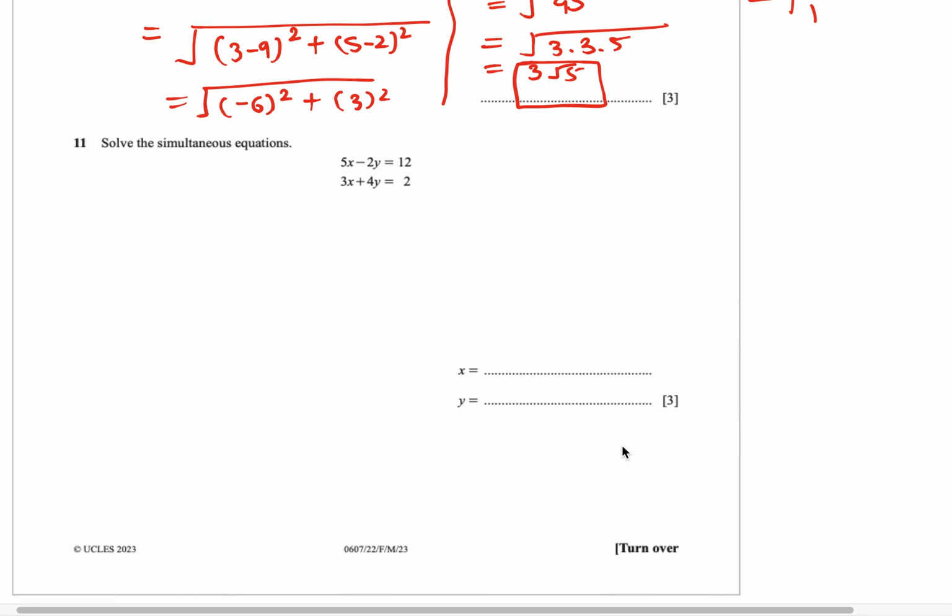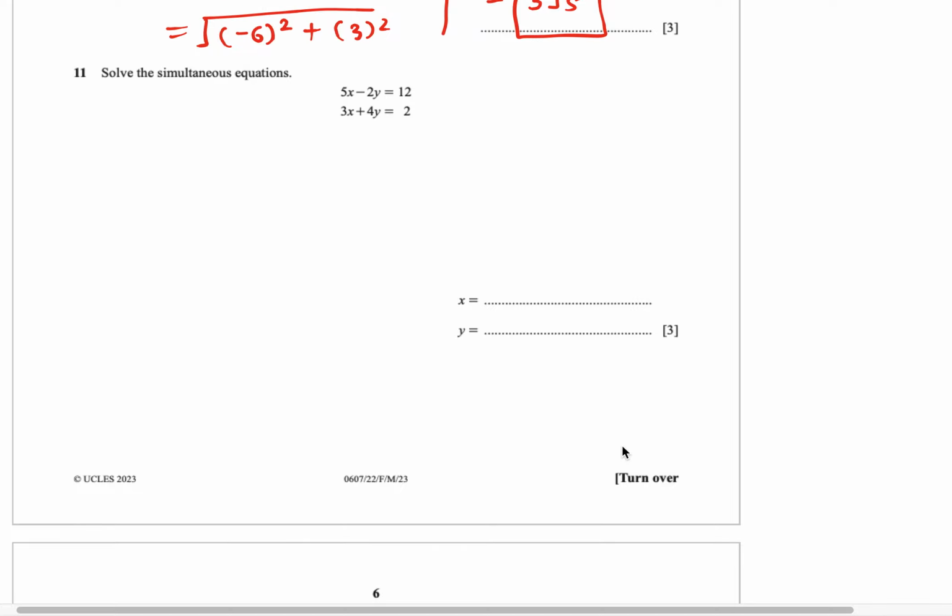Okay, now let us move on to the next question, which is a simultaneous equation. Very easy question. You get 3 marks for this because it's very easy. As per my understanding, this is the easiest question. So now see, let me write it down here: 5x minus 2y is equal to 12, and 3x plus 4y is equal to 2.